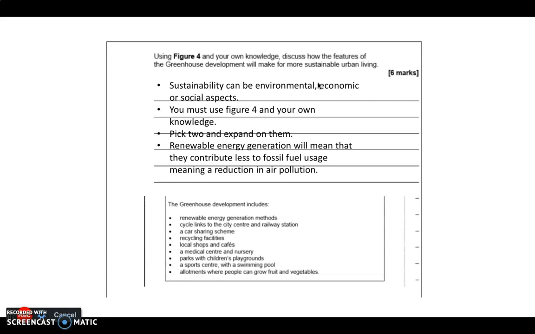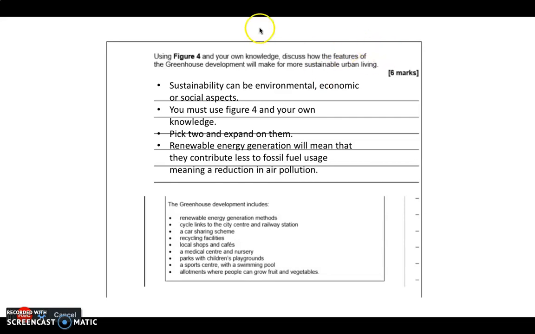So when we talk about sustainability, it can be environmental, it can be economic, it can be social. You need to use figure 4 and your own knowledge. So that means you're expanding on your points. And here really what I would tend to do is just pick 2 from the list that you're confident in and really expand upon them. So renewable energy generation will mean that they contribute less to fossil fuel usage, meaning there's a reduction in air pollution. So you're expanding upon those points.